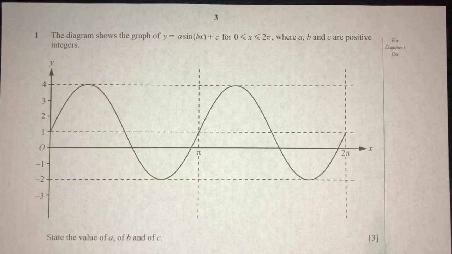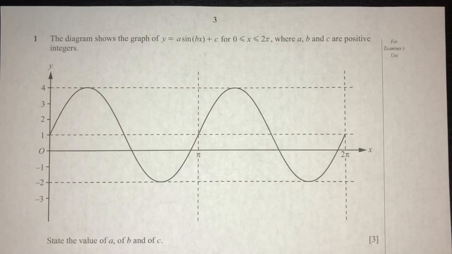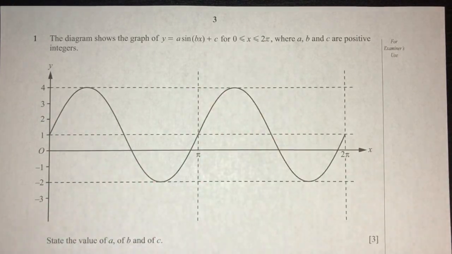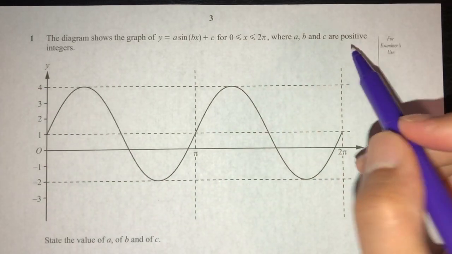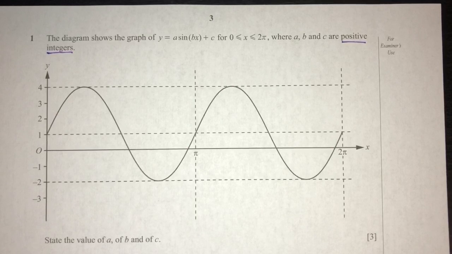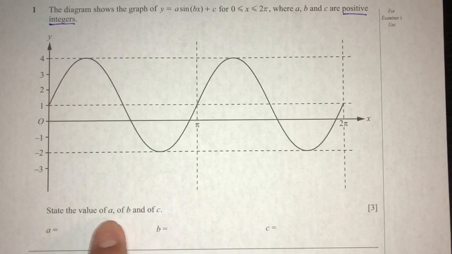So question number 1. The diagram shows the graph of y equal to a sine curve with this domain, 0 to 2 pi. So a, b, c are positive integers. Now what are integers? They are whole numbers, which can be -1, -2, 0, 1, 2, 3. Question number 1 is to find the values of a, b, and c.